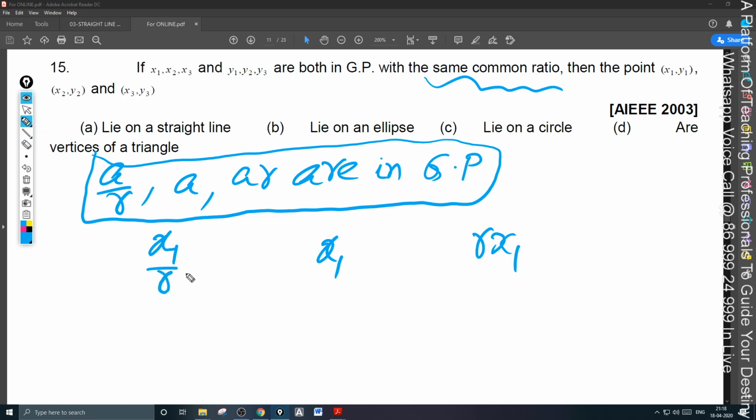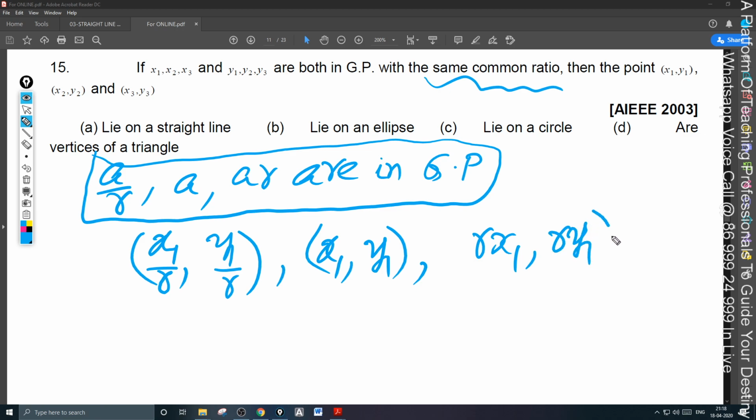x1 by R, comma. Let me write the second one as y1 by R. You got 1 point here, and you can take this as y1. This is rx1. This is ry1. Now verify with the slopes.